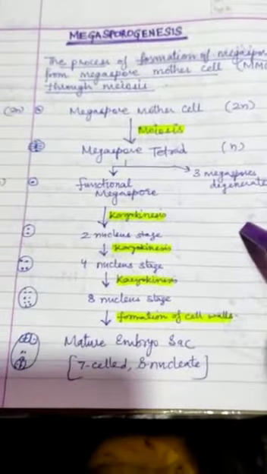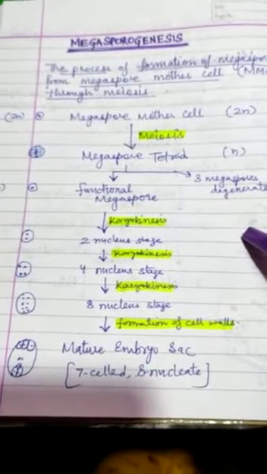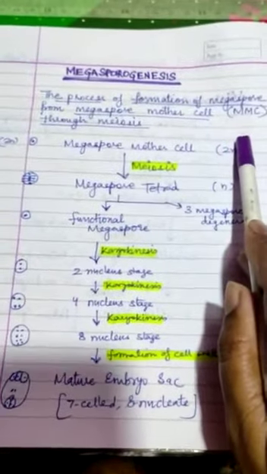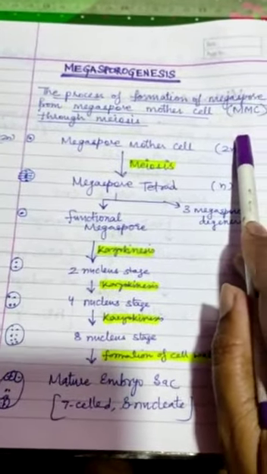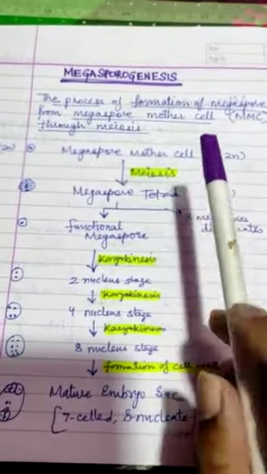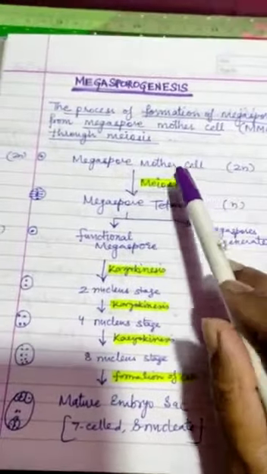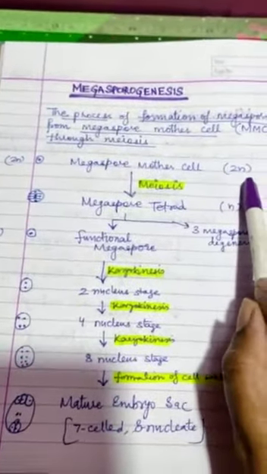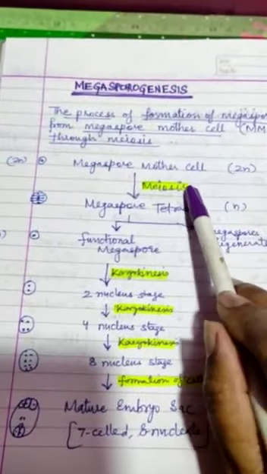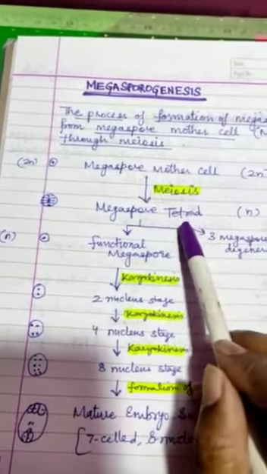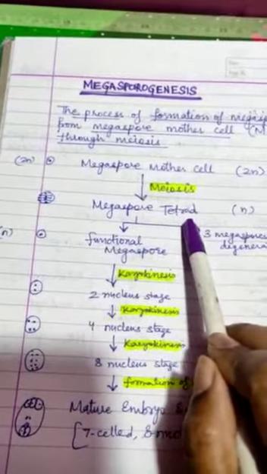Megasporogenesis. Flowchart wise we will study. Megasporogenesis is the process of formation of megaspore, that is female gamete, from megaspore mother cell by the process of meiosis. So megaspore mother cell, which is diploid, that is 2N condition, undergoes meiosis to produce 4 haploid cells, megaspore tetrad.